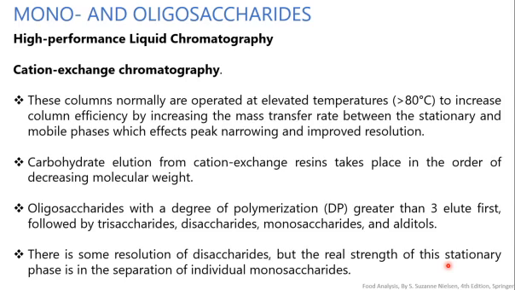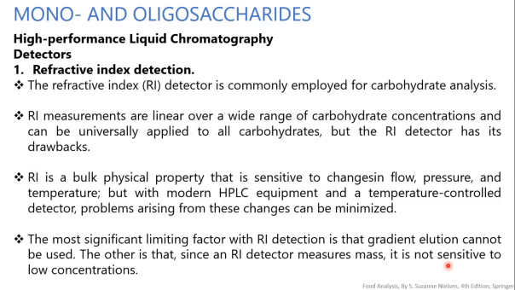So, oligosaccharides with a degree of polymerization greater than 3 elute first, followed by the trisaccharide, then disaccharide, monosaccharide, and finally the alditols. So, there is some resolution of disaccharides, but the real strength of this stationary phase is in the separation of individual monosaccharides. Okay.